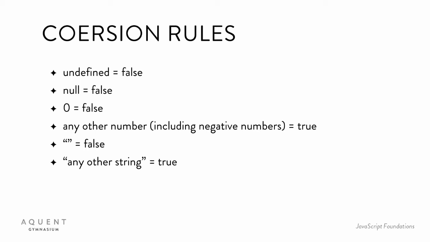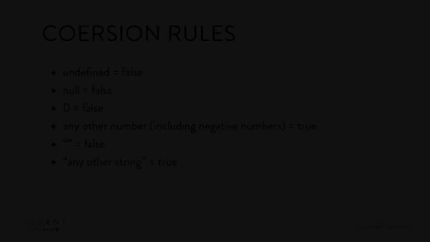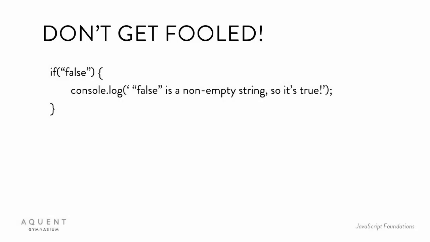Strings are just as easy. An empty string would be 2 quotes with nothing in between them. This is coerced into false. Any other string is coerced into true. A tricky one is the string false. This feels like it should become false, but it's a non-empty string, so it does in fact get coerced into true.